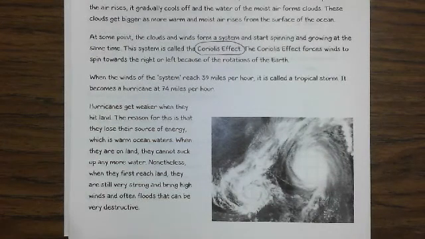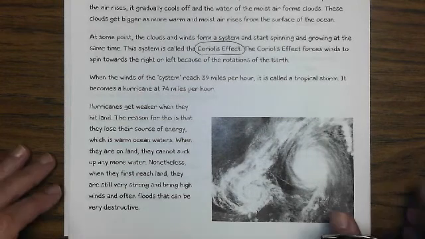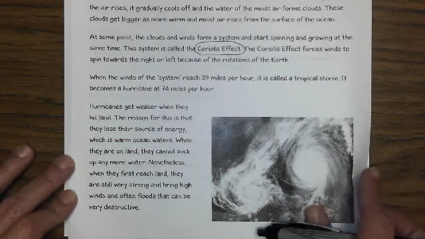When the winds of the system reach 39 miles per hour, it is called a tropical storm. It becomes a hurricane at 74 miles per hour. Hurricanes get weaker when they hit land. The reason for this is that they lose their source of energy, which is warm ocean waters. When they are on land, they cannot suck up any more water. Nonetheless, when they first reach land, they are still very strong and bring high winds and often floods that can be very destructive. All right, we'll go and turn the page.